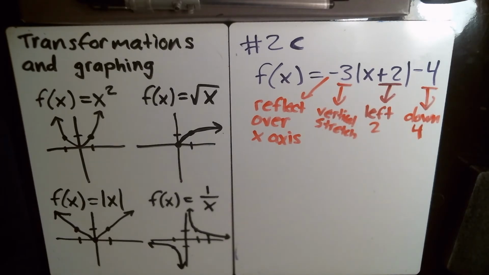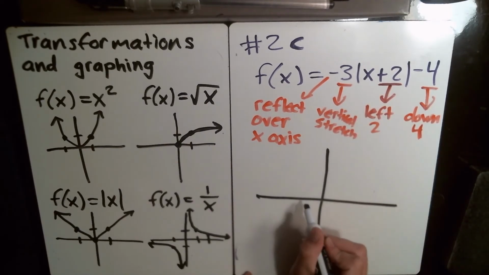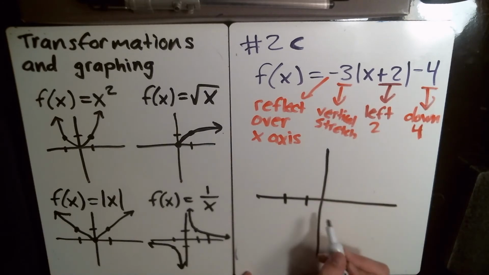So let's sketch this thing. Well, we know that we're going to be left 2, so 1, 2, and then we're going to be down 4. So we're going to be down here. We also know that we had a vertical stretch here, so the y values are going to get 3 times as big as they were before.